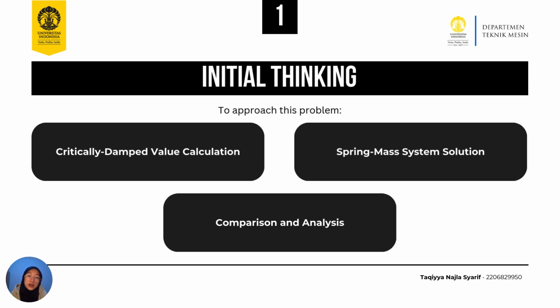Next is the initial thinking. To approach this problem, we have three parts: critically damped value calculation, spring mass system solution, and comparison and analysis. For critically damped value calculation, we need to determine the critically damped value for each shock absorber using the formula for the critical damping coefficient, beta critical. For the spring mass system solution, we need to solve the differential equation for a damped harmonic oscillator for both the given and critically damped damping coefficients.